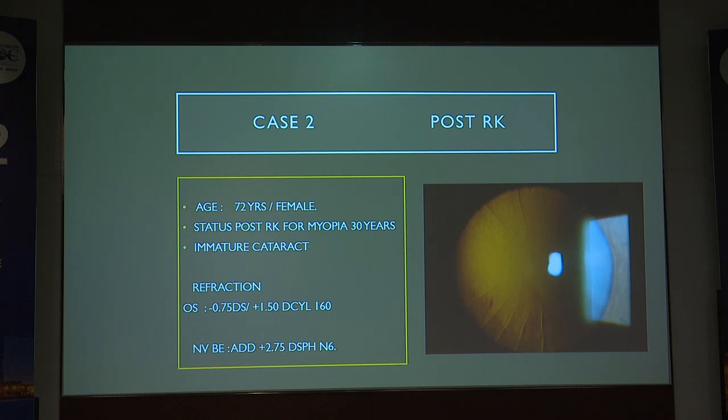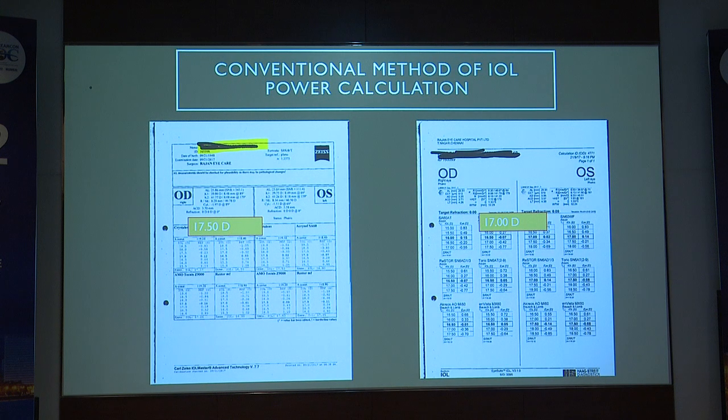The second case is an RK patient who has a +1.5 SIL. She was very happy, and suddenly she develops cataract. Now we have to tell her about the problems post-RK, because most of these patients have a hyperopic shift, and you have to tell them that they can land up in a problem.